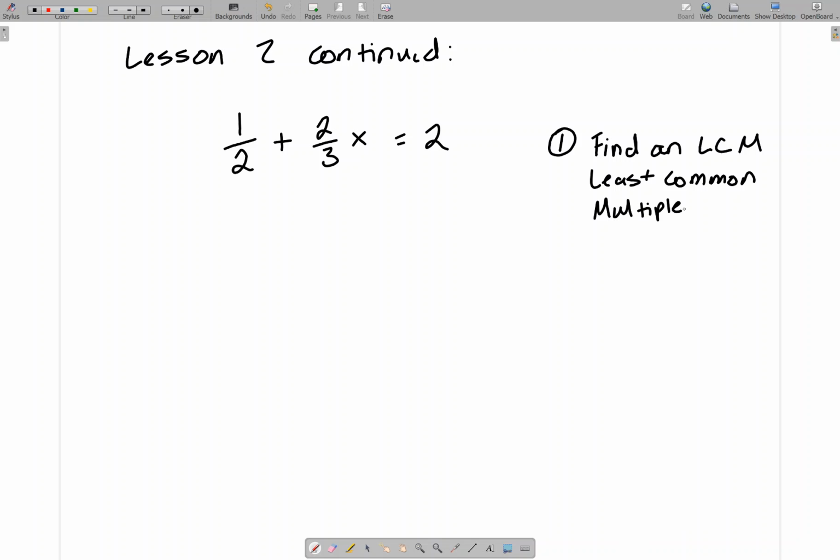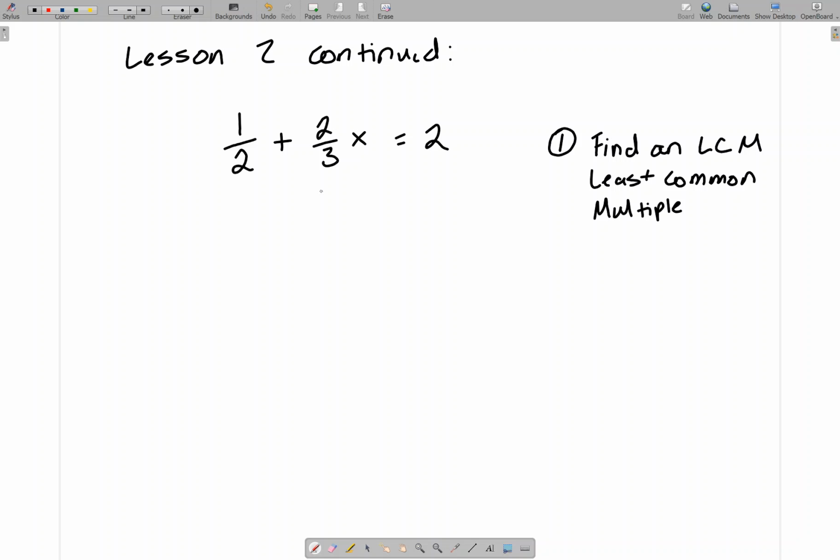What an LCM will do is get rid of both of the fractions. In this case, with 2 and 3, we're not looking for a number that goes into them. LCM is often confused for greatest common factor. We're looking for a number that they can both multiply to be. So something 2 can multiply to be: 2, 4, 6, 8, 10, 12. And that 3 can multiply to be: 3, 6, 9, 12, 15.